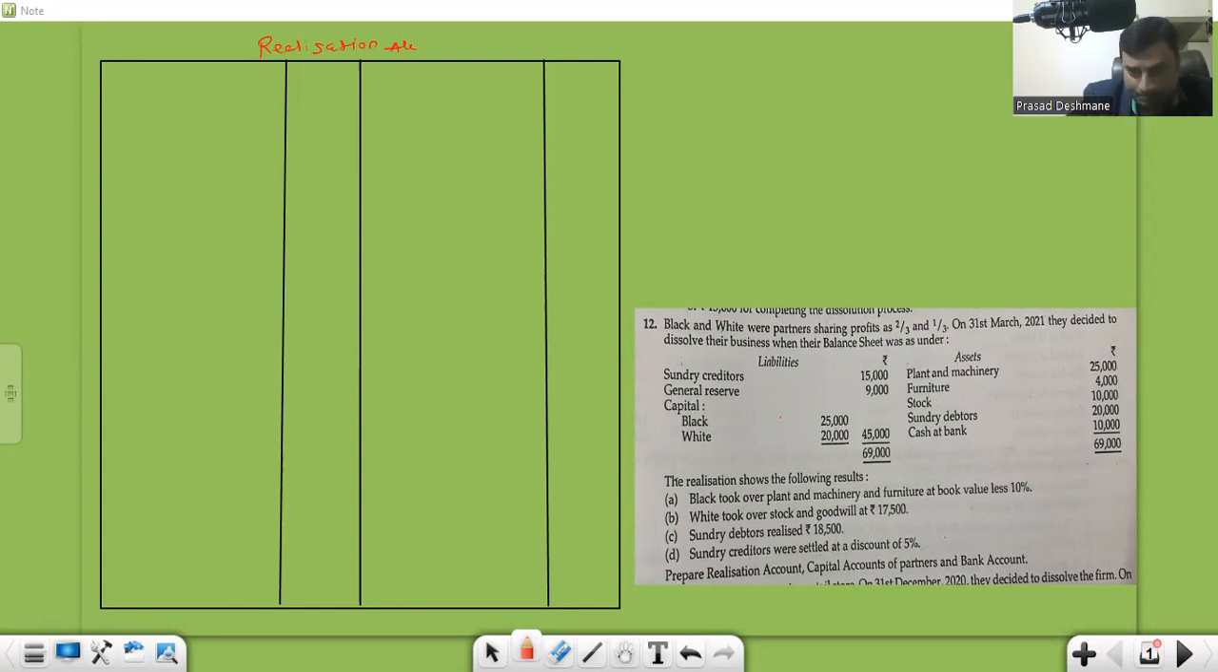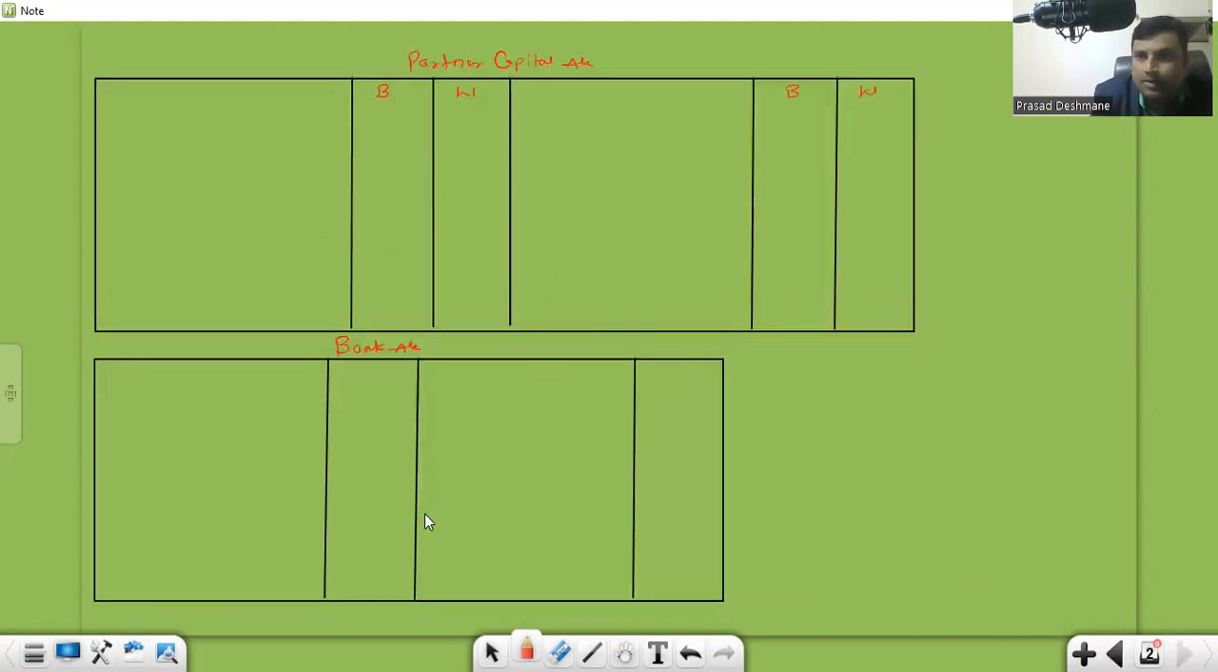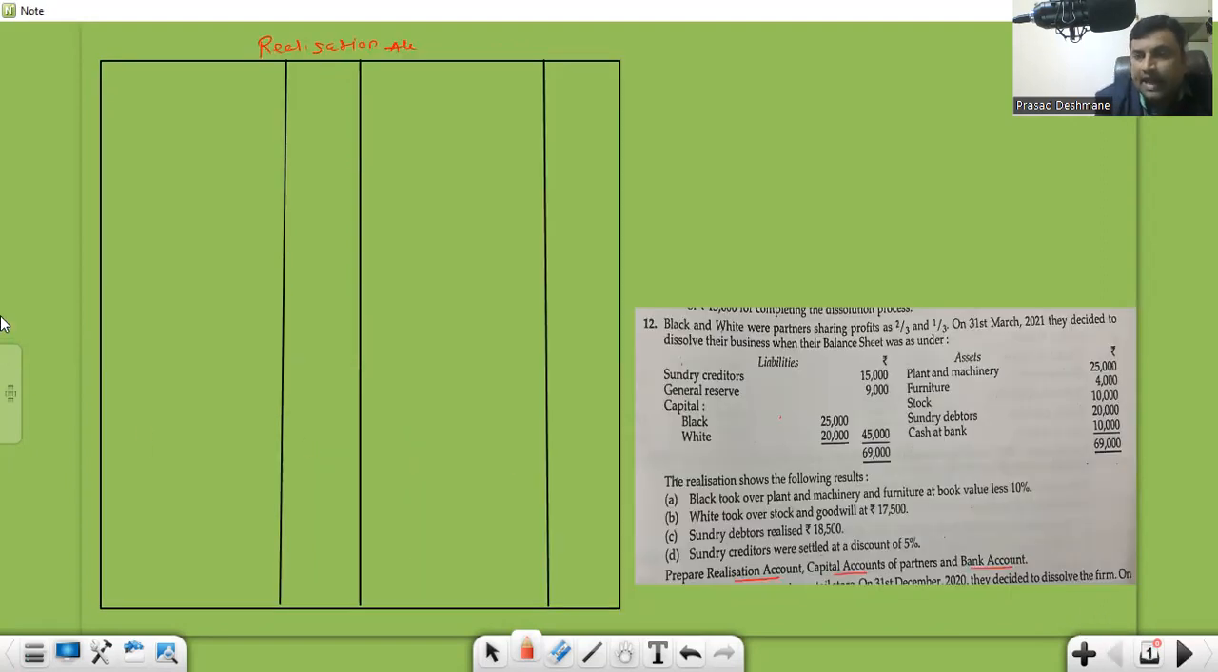Prepare the realisation account, partners' capital accounts, and the bank account. Generally, these three accounts they ask. I have already prepared the realisation account, the partners' capital account and the bank account. Can we start? As per the discussion, on the debit side of the realisation account, first we record all assets under the heading To Sundry Assets. There are some exceptions also that we already discussed.